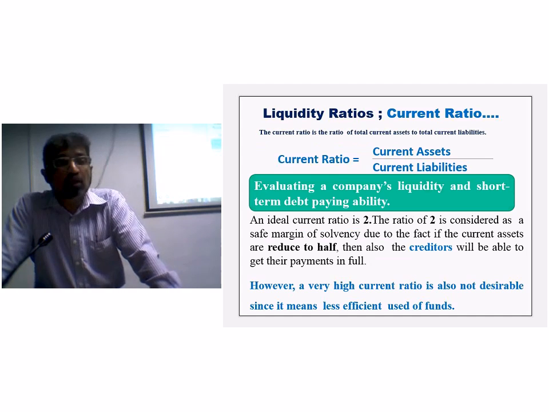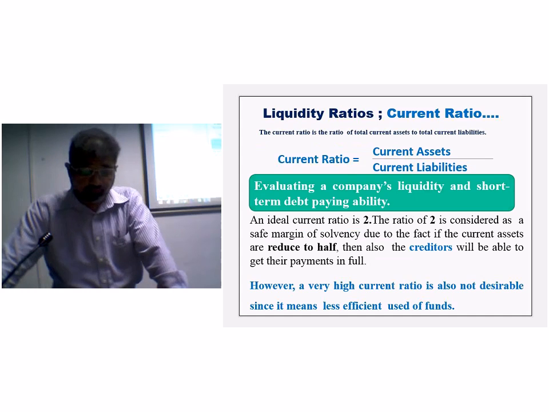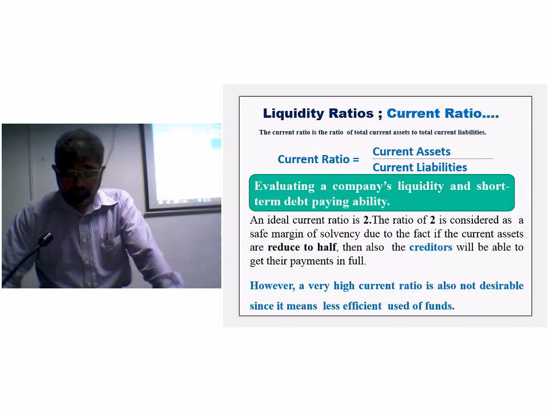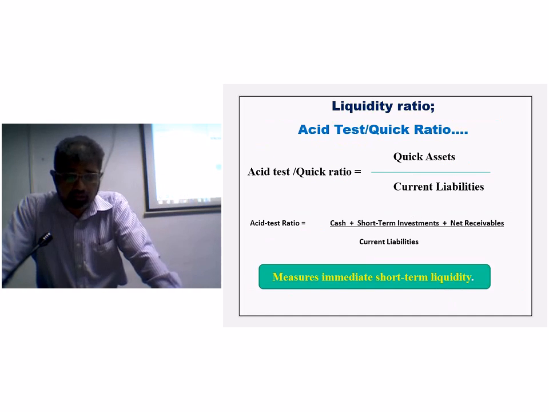Now normally this value, the standard or the norm, should be 2. 2 means we should have 2 current assets to settle one current liability. That is the norm. But we cannot say exactly we should have 2 for the current ratio. It depends on the industry and the nature of their asset base, so current assets and current liabilities. Right. Then next one, quick ratio.